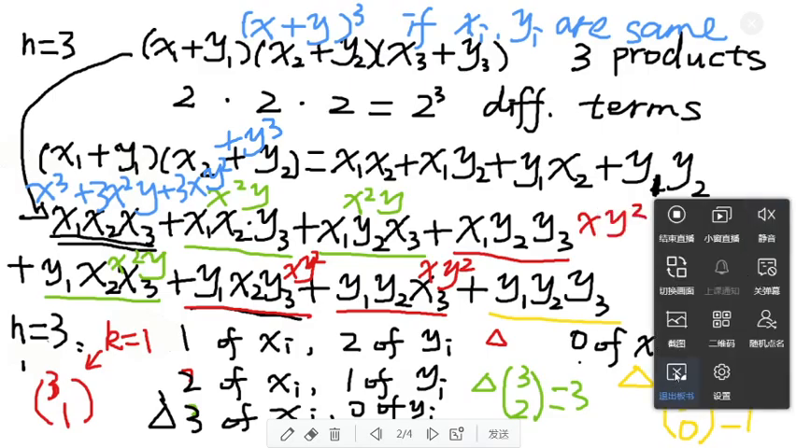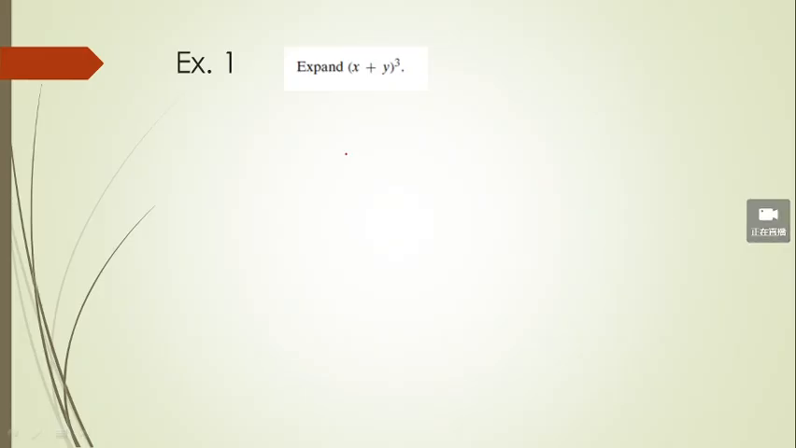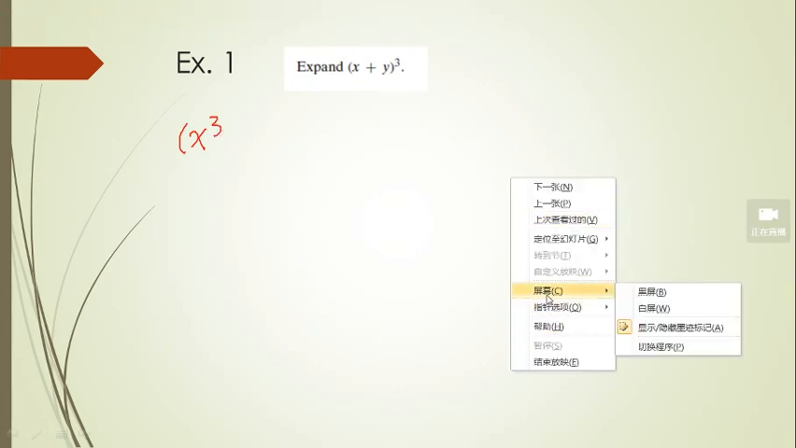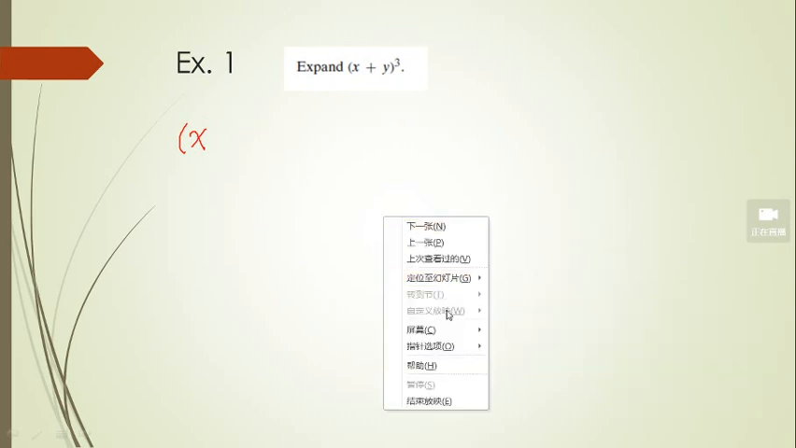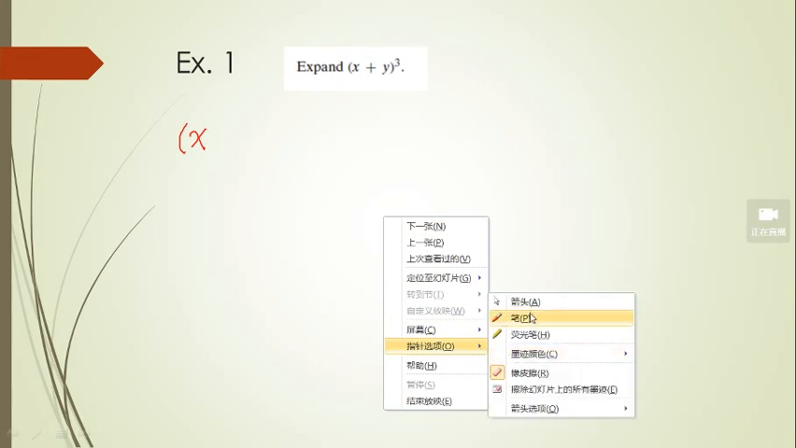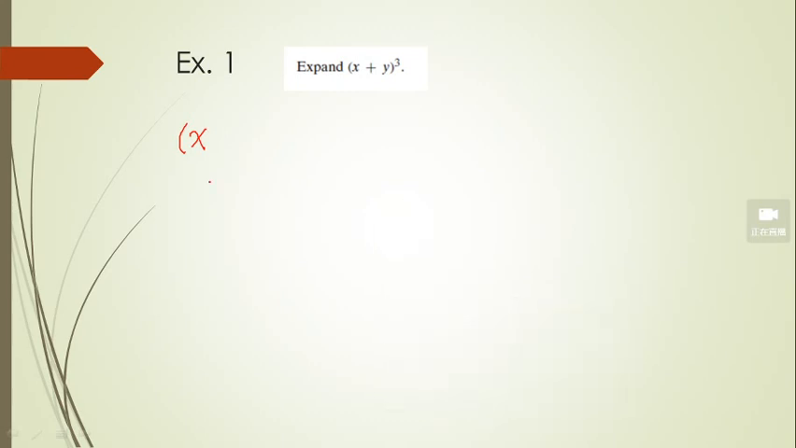And we can also follow the binomial series to expand it. I mean, you already know how to expand this cubic term, but we are trying to understand this one from the binomial series, okay? We just follow the formula from the binomial series. So this is the case when n equals 3, so we can follow the binomial series.